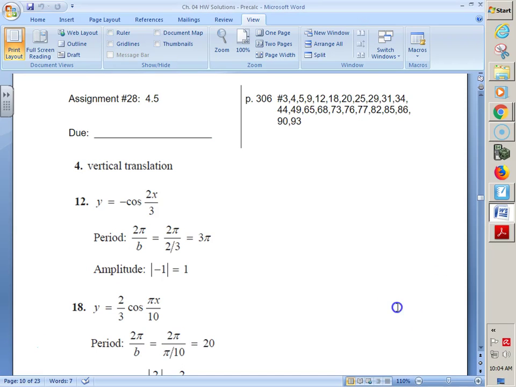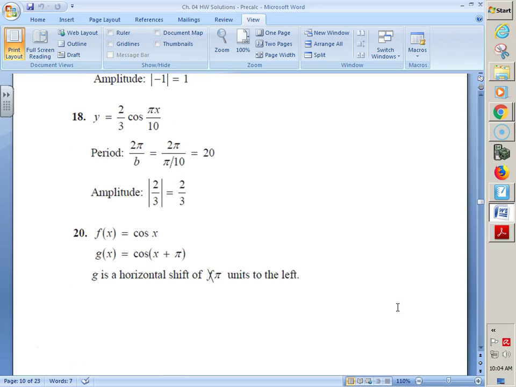18, kind of similar, 2 pi over b, or 2 pi times the reciprocal of b. 20 in amplitude, 2/3. Number 20, you were just looking at it the old-fashioned way and being like, hey, if there's an addition on the inside, isn't that a horizontal shift left? Perfect. How many units? Pi. Sorry, the answer key had a little bit of a typo. Just ignore the F. Just pi units to the left.